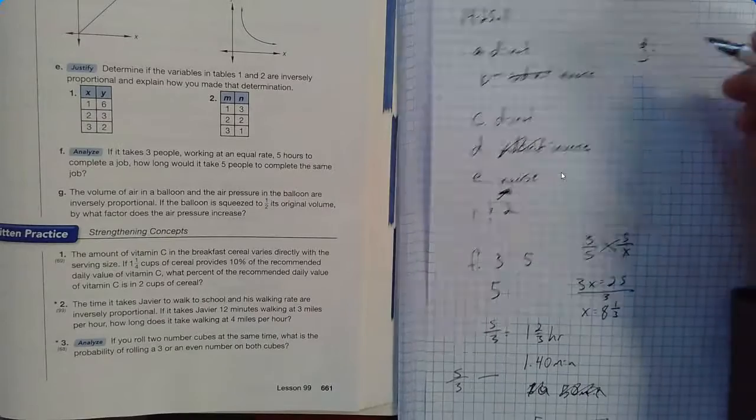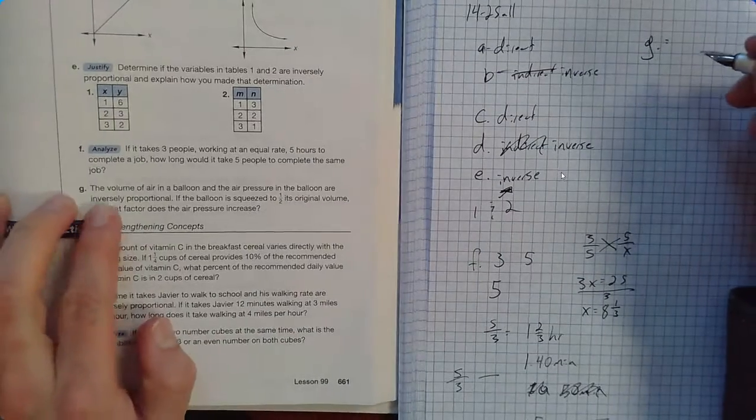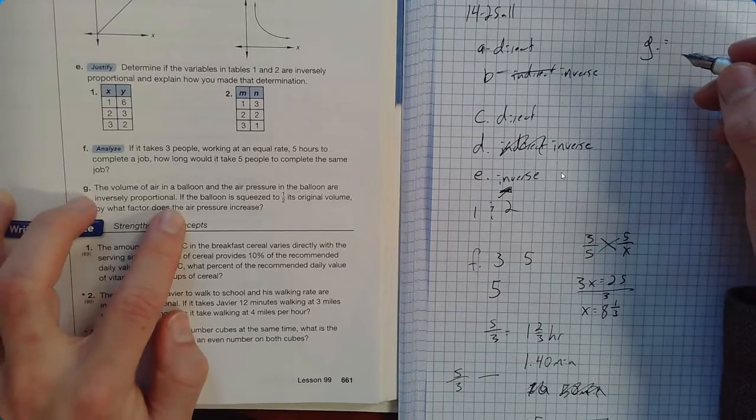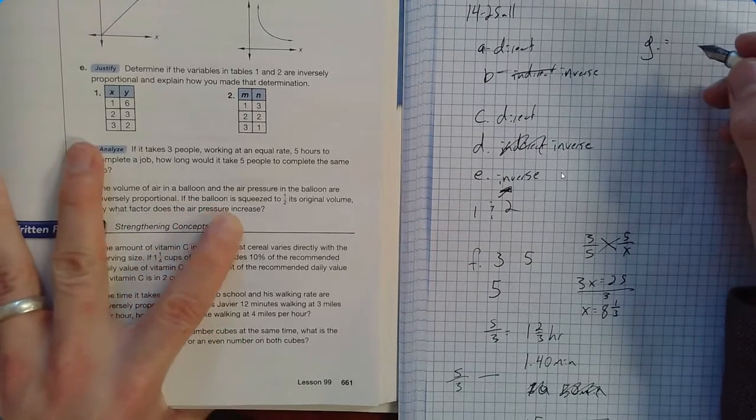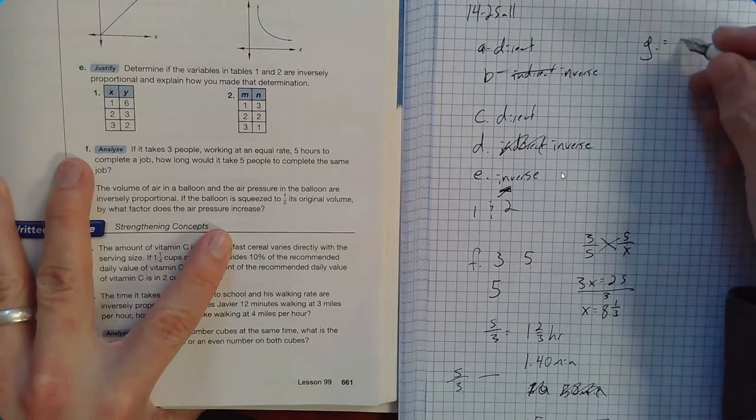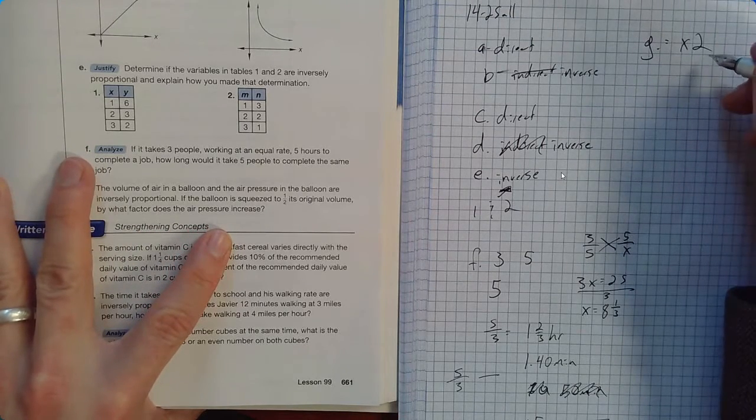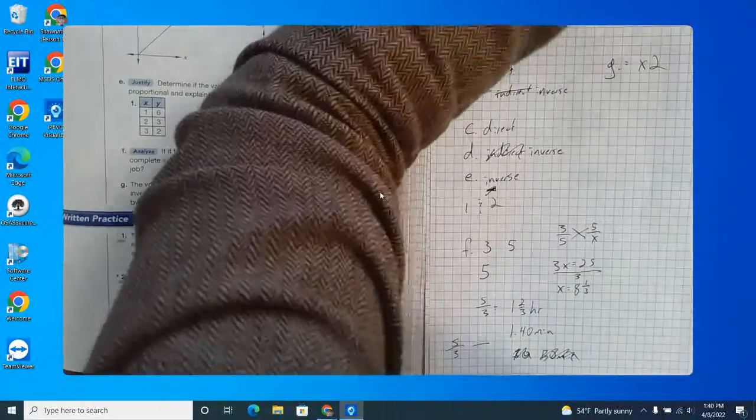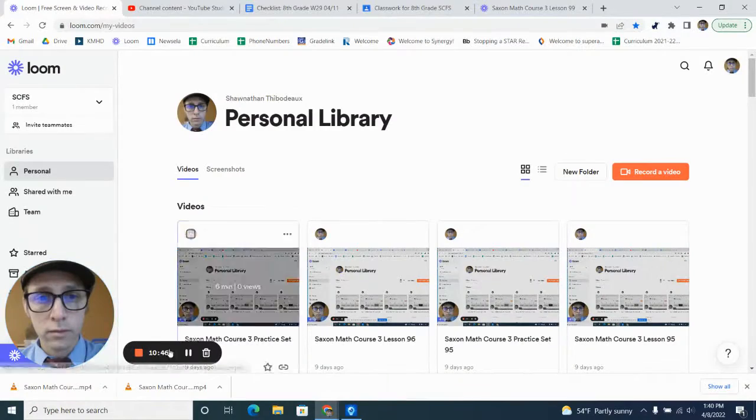G. The volume of air in a balloon and the air pressure in the balloon are inversely proportional. Okay, if the balloon is squeezed to half its original volume, by what factor does the air pressure increase? By 2, right? Inverse. So if one's half, the other one is increasing by 2. So one's getting smaller by half, the other one must be multiplying by 2.